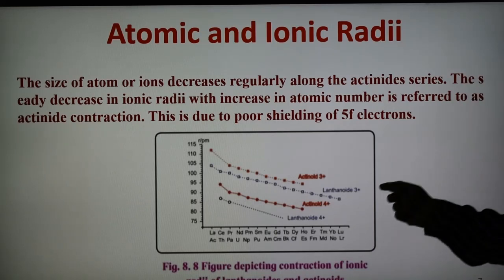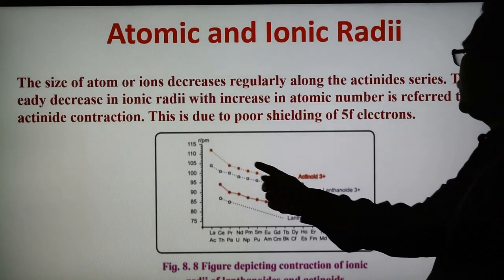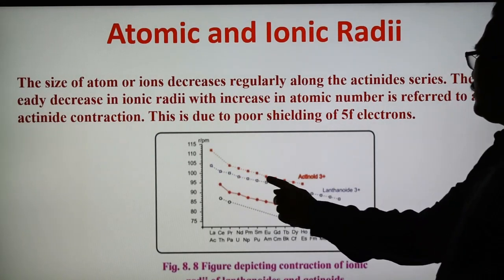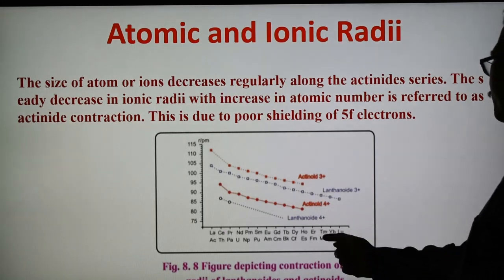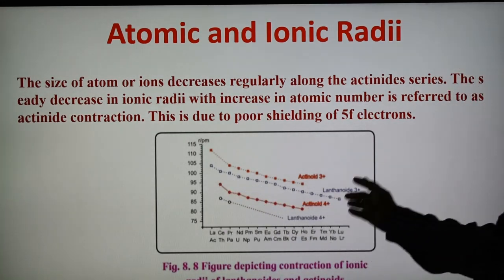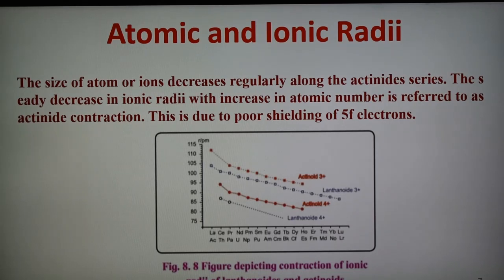Here atomic and ionic radii are shown. This is for actinoids 3 plus. See, from a higher value there is a continuous decrease in the case of the ion. And this is for actinoids 4 plus; in the 4 plus case also, they show a decrease. So we can say that the size of atom or ion decreases regularly along the actinoid series, and this steady decrease in ionic radii with the increase in atomic number is known as the actinide contraction.